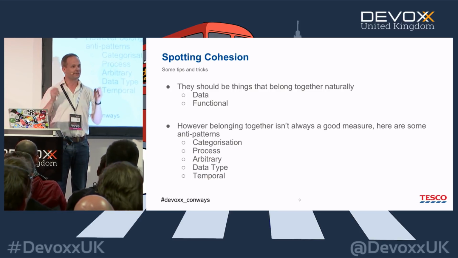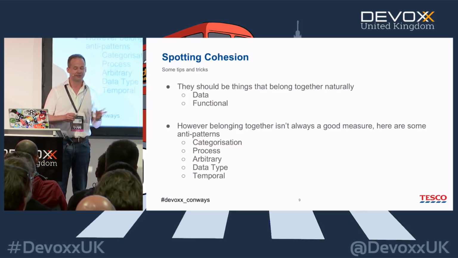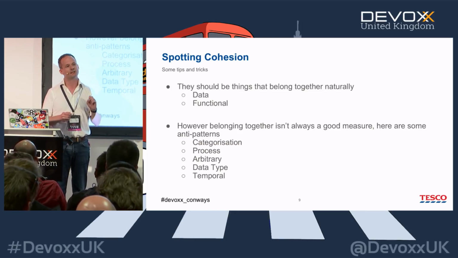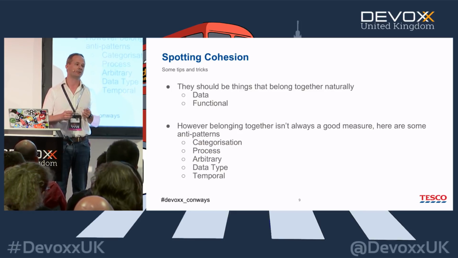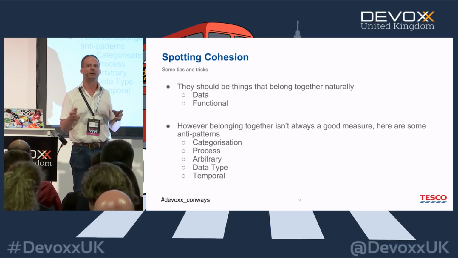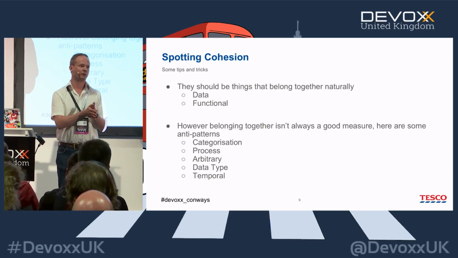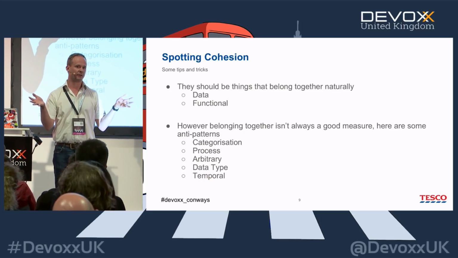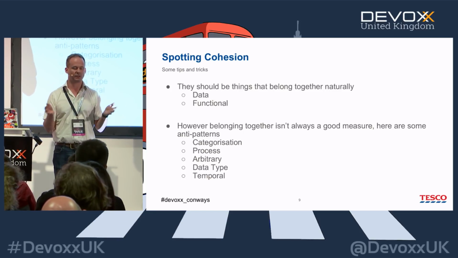Arbitrary, so just sticking stuff together because you happen to be thinking about it at that time. Terrible anti-pattern. Data types, which is what I was talking about before around the categorization. But data types, let me talk about how you might do it. So say you have a customer concept within your entire enterprise.